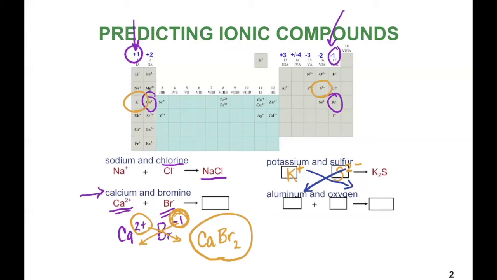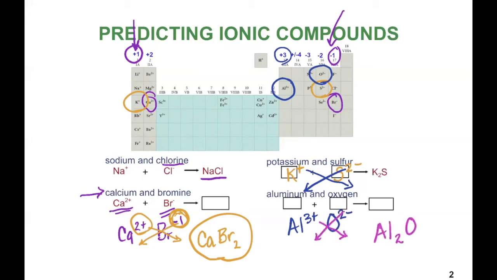Now let's try aluminum oxide. Where is aluminum on the table? Aluminum is shown right here. So that's a +3, and it's Al. So we're going to do Al3+. And oxygen is right here in group 6. So that is oxygen 2-. And if we do the crisscross, it looks something like this: Al2O3. And that now becomes aluminum oxide.